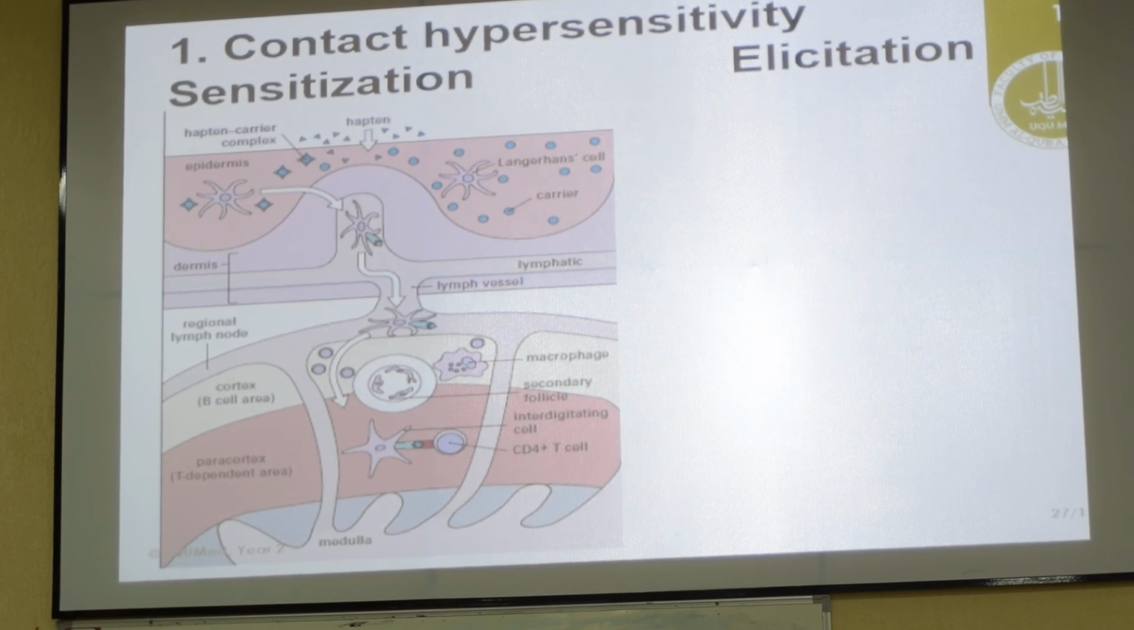So, do you still remember what a hapten was? Yes. Haptens are small molecules which by themselves cannot trigger the immune response. They need to bind to a carrier protein. In this case, the carrier protein, where is it? It will be inside the cytoplasm of this dendritic cell. Okay?